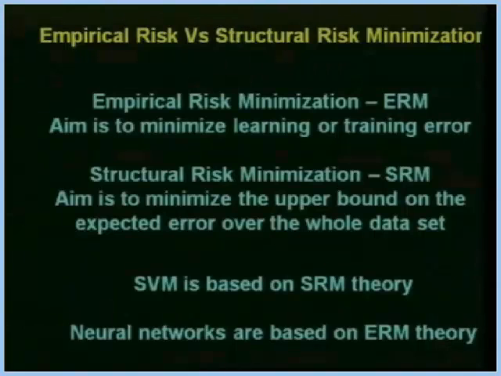Neural networks are basically based on ERM. Once you have created the network, we input the sample data and train the network to have minimal error. That is where your weights are calculated. That is why it is called an empirical risk minimization based method. Whereas in the case of SVM, it is structural risk minimization. We try to see the upper bound on the whole data set. So, I just wanted to bring out the difference between these two.